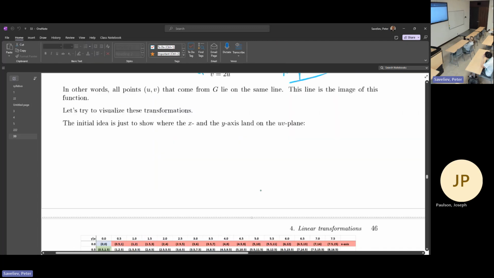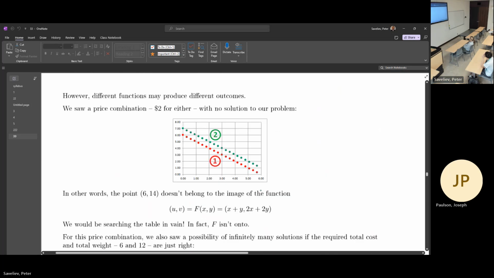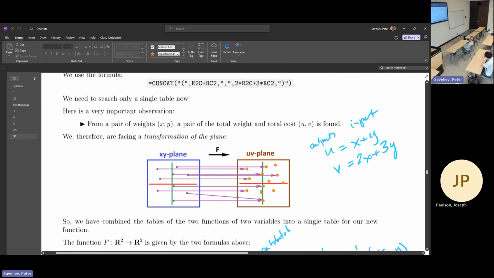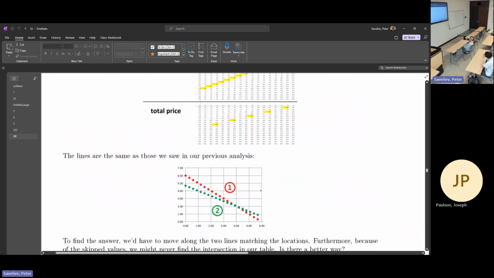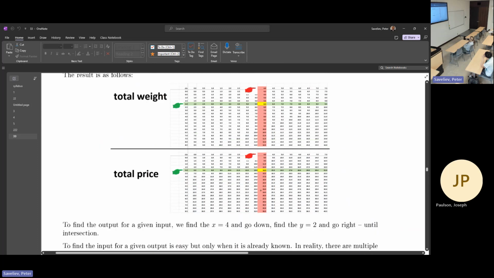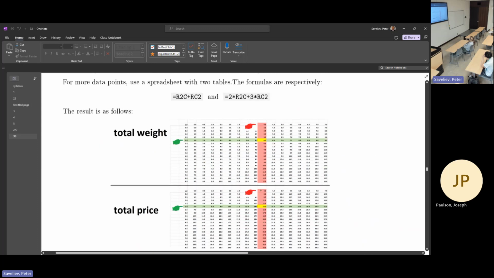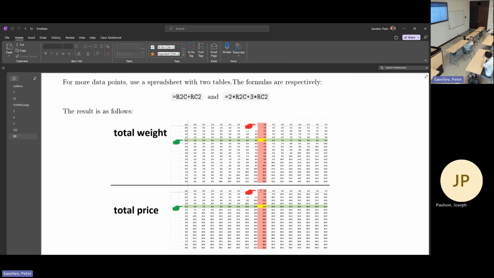Where is it? I lost already. The second. Okay, just threw me in a totally different place. Oh, here it is. So two different formulas, because they're two different outputs. One total weight, one total price, and so they compute differently, but the idea is the same.